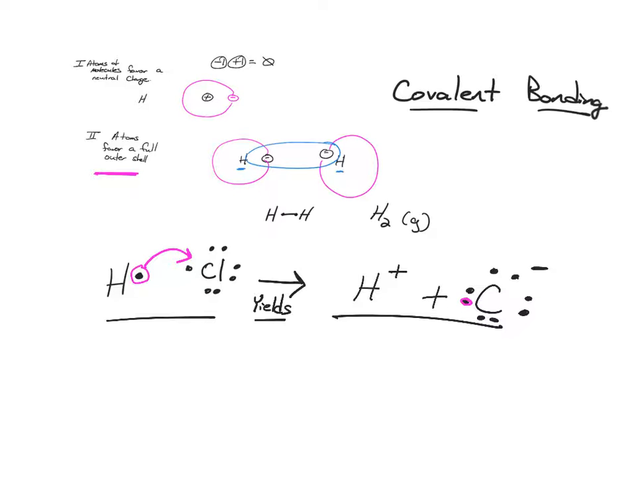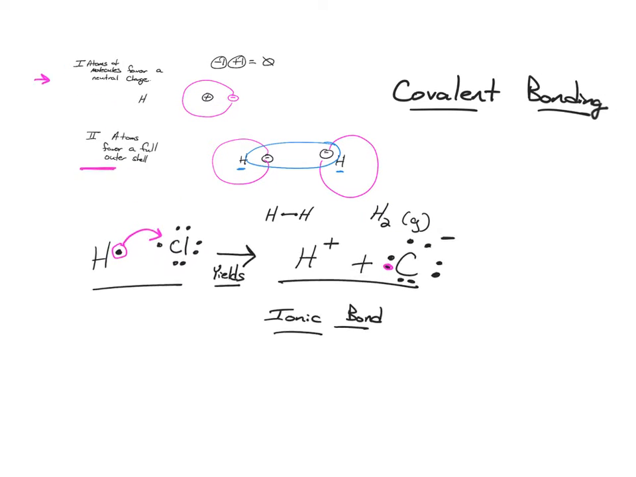But it's still not perfectly happy because what about this one? It's not neutral. So they hang out with each other. We call it an ionic bond. They're associated. They're not really sharing. It takes it. But we call it an ionic bond.